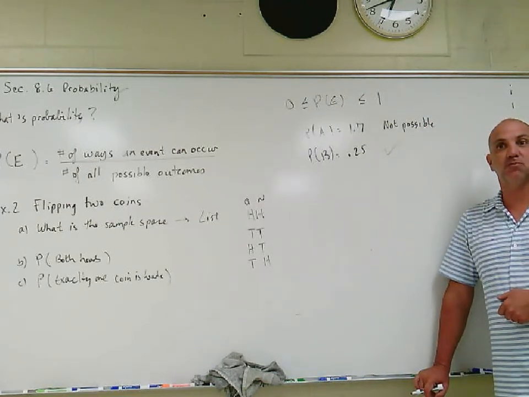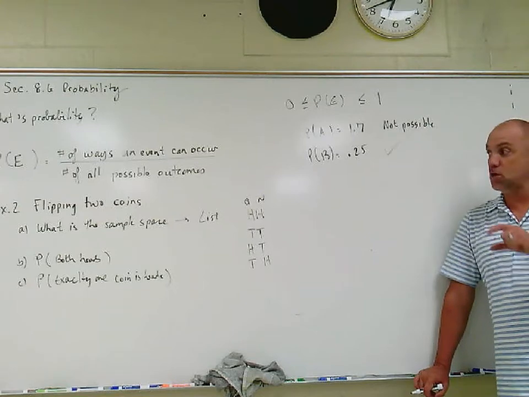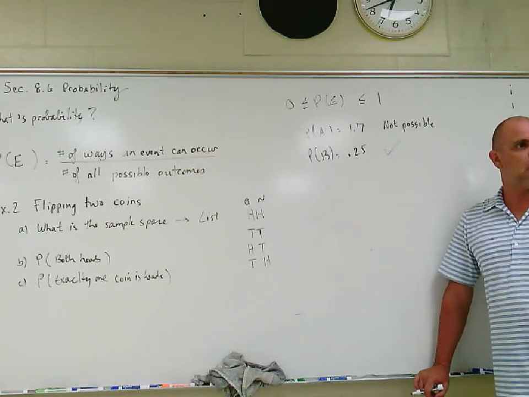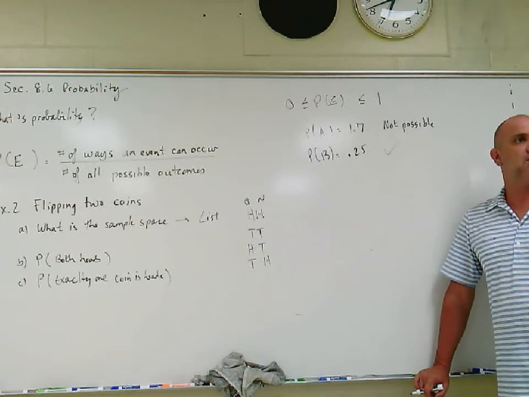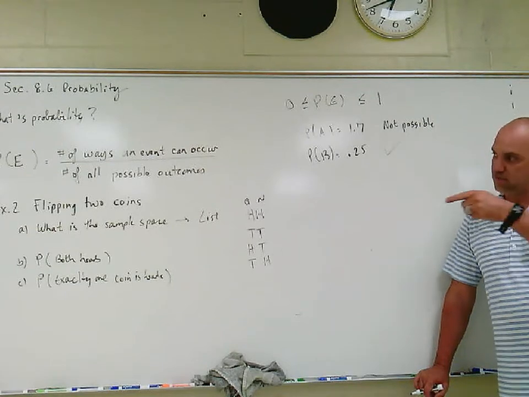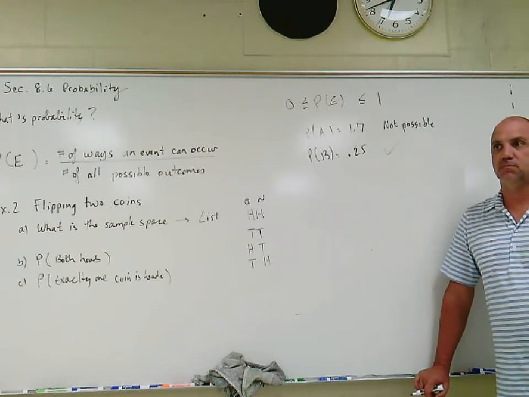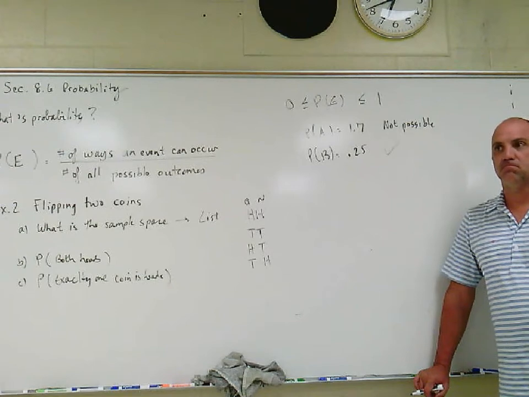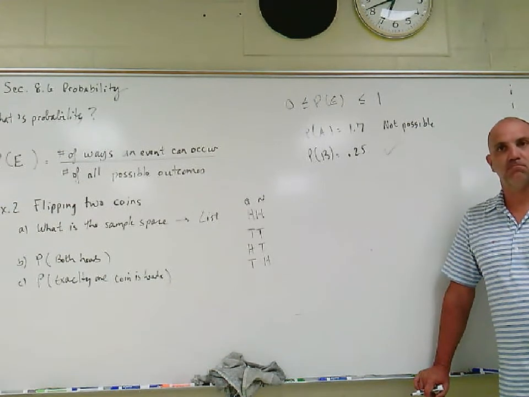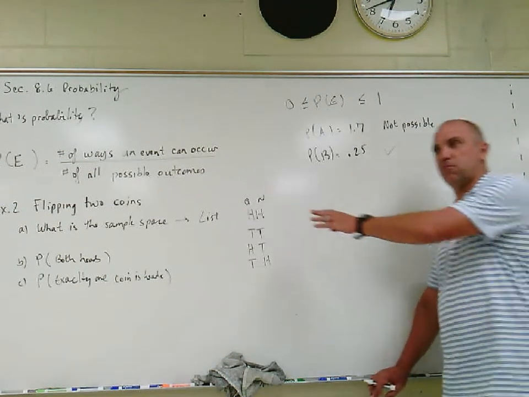So the sample space is how large? How many things are in the sample space? 4. So once we go to start doing those probabilities for the two coins, the denominator should be 4. Now see if you can answer B and C. Everybody good with this? How we got all 4 of these?